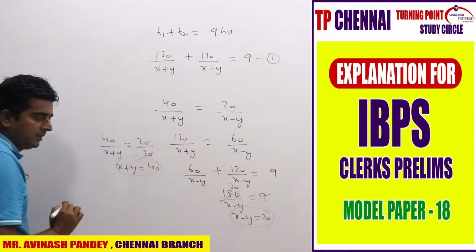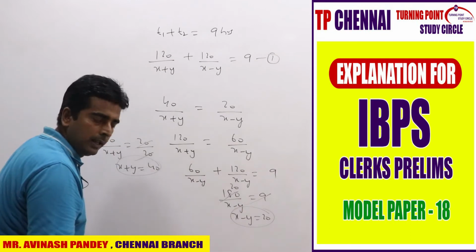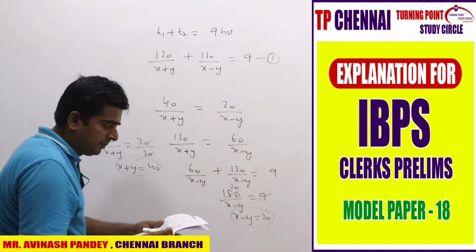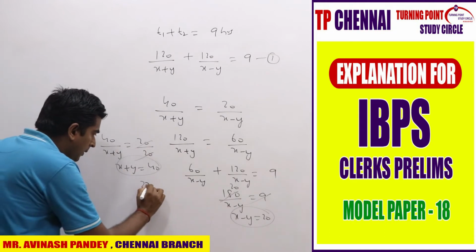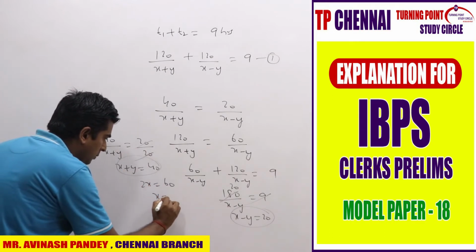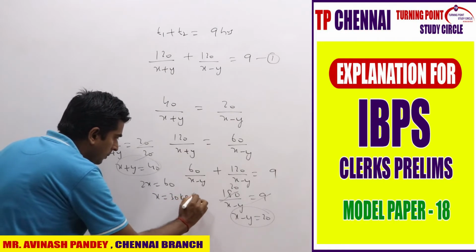40. x plus y is equal to 40, x minus y is equal to 20, and what they are asking here is to find the speed of the boat. So x they are asking. When you add these two equations, 2x is equal to 60, x is equal to 30. x is equal to 30 km per hour.